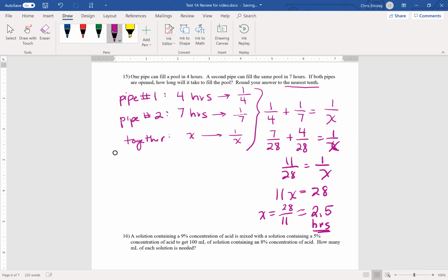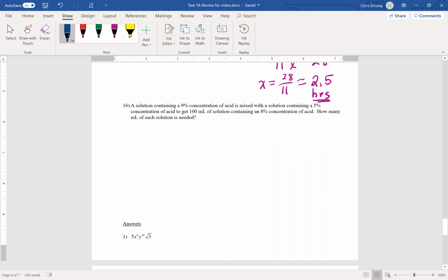And now our final problem is a mixture problem. We've got a solution containing 9% concentration of an acid mixed with a solution containing 5% concentration of an acid to get 100 milliliters of a solution containing 8% concentration of the acid. How many milliliters of each solution is needed?